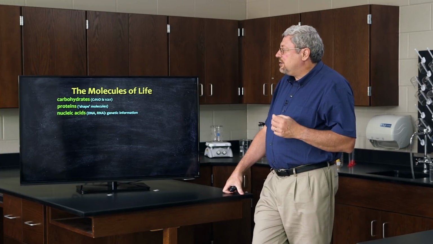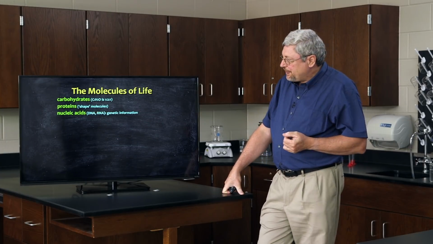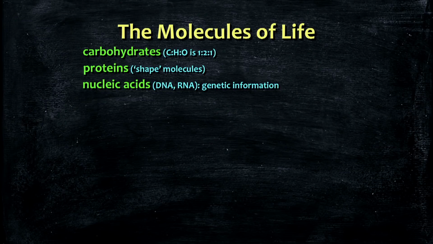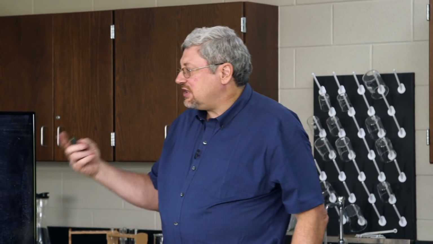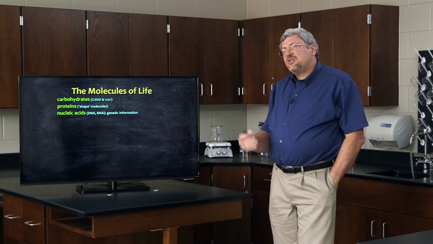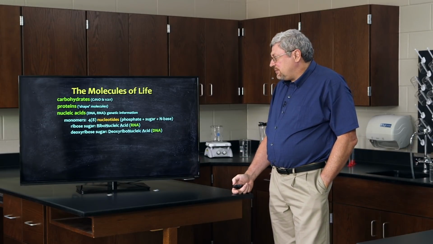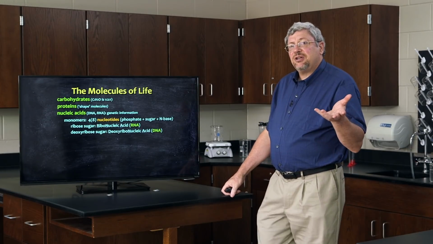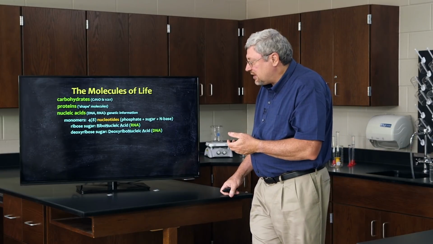organisms. A third macromolecule type is called the nucleic acid group. Nucleic acids include DNA and RNA. In fact, DNA is deoxyribonucleic acid. NA is nucleic acid. RNA is ribonucleic acid. The NA stands for nucleic acids. The purpose of nucleic acids is to carry genetic information. The monomers to build nucleic acid are called nucleotides.